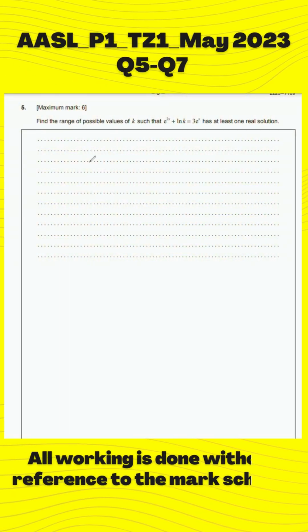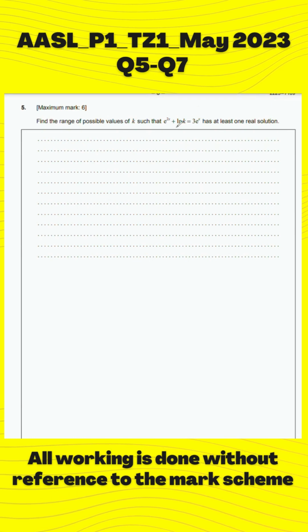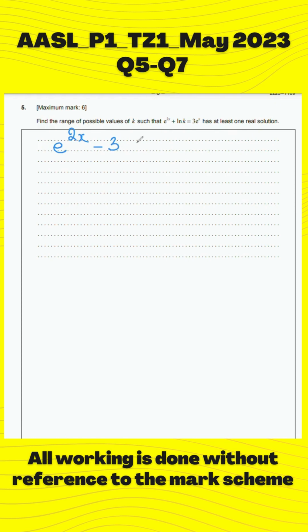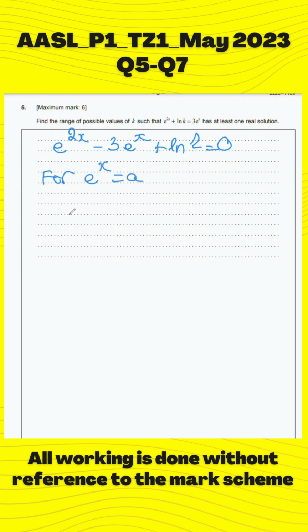Dr. Ti Maths is easy. Okay, so that this equation has a solution: e power 2x minus 3e power x plus ln k equals 0. For e power x equal to a, we can rewrite this equation as a squared minus 3a plus ln k. And this is a quadratic, so the discriminant must be bigger or equal to 0.